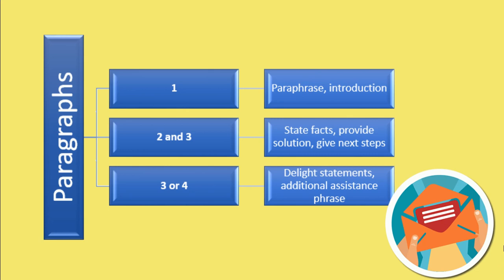Depending on the email, the third or the fourth paragraph can be a delight statement for the customer. For example, if the email was a resolution to a complaint from a customer about a product, you can delight the customer with a discount or a coupon for future services or purchases. At the end of your last paragraph, you should provide a thank you or call to action depending on the subject of your email.